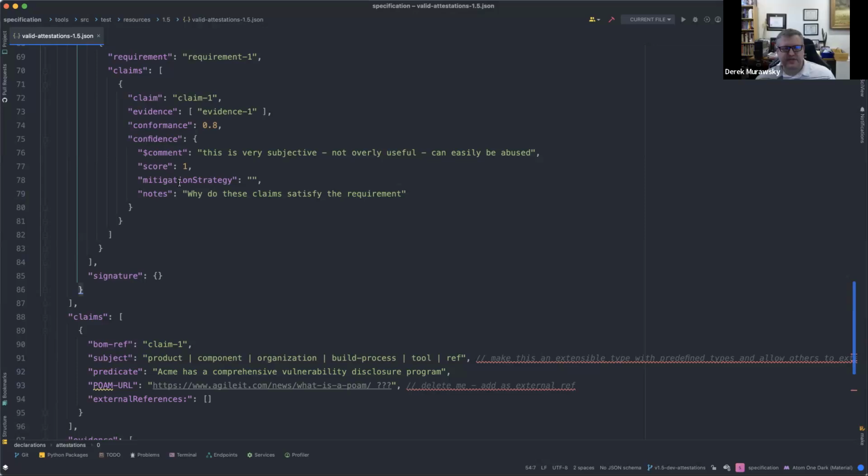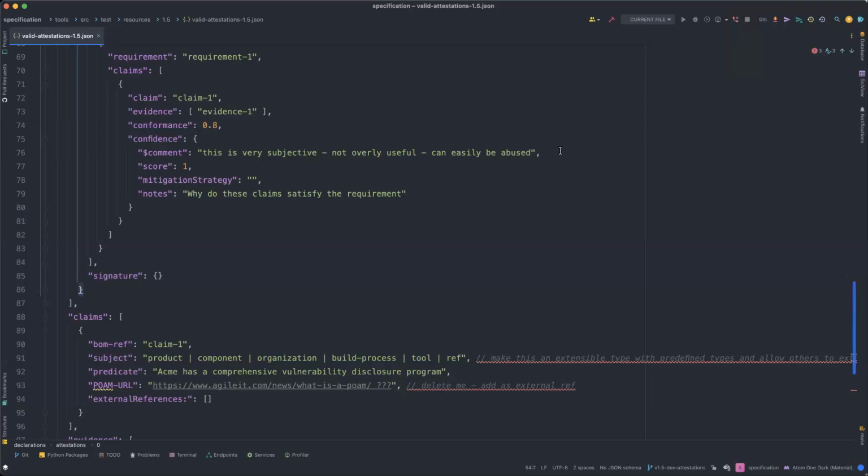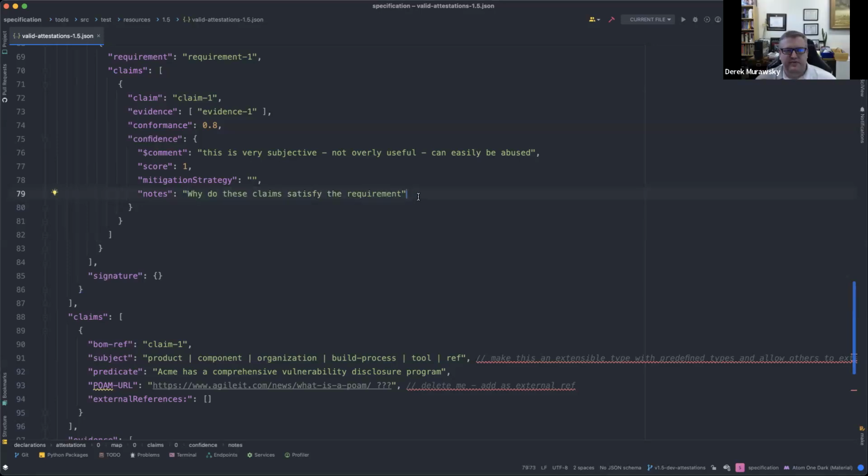Wait, can you say that one more time? What I'm confused on is the claim at line 90 and the claim on line 72. So the claim in line 72 is a reference to the actual claim object itself in 89. I see. So that's where it's a claim ref, right? We're referring to that claim. And we're saying that for this claim, with this evidence supporting this claim, we say we meet this requirement, and we are confident in this way. And then any other additional comments we could put in there. So are you saying that for the claim itself, you would also want additional comments down there in the claim?